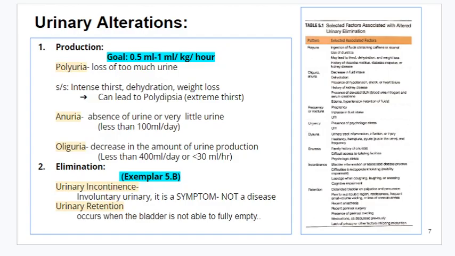If we are unable to treat that polyuria, it can obviously lead to that polydipsia, and that's why those diabetics will have that extreme thirst, because we're losing all of their fluid at that point. Anuria is the absence of urine.